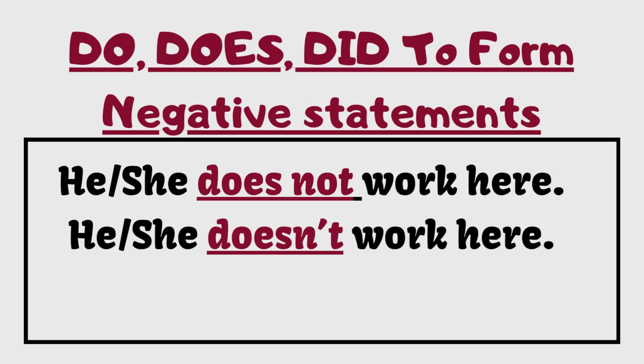Similarly, here is an example with does. He does not work here. Or she does not work here. The contracted version would be he doesn't work here or she doesn't work here. Does changes to doesn't.